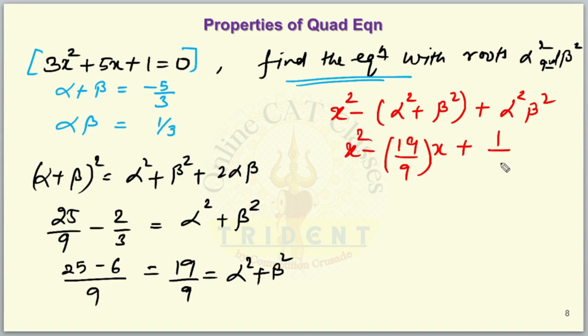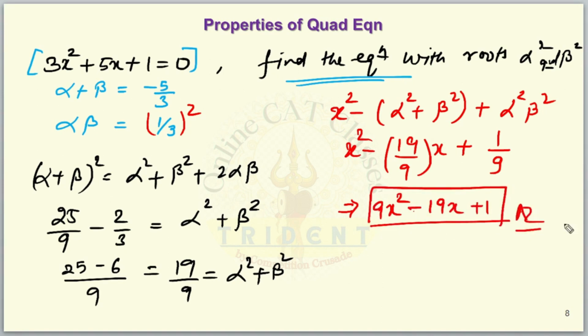So you can write this as 1 by 9, alpha beta ka whole square, this thing ka whole square. Okay, now at this point you can multiply 9 throughout and you can get something like 9x squared minus 19x plus 1. So this is the equation that we have to form. This is going to be the answer to the equation that we were supposed to form with these roots alpha squared and beta squared.